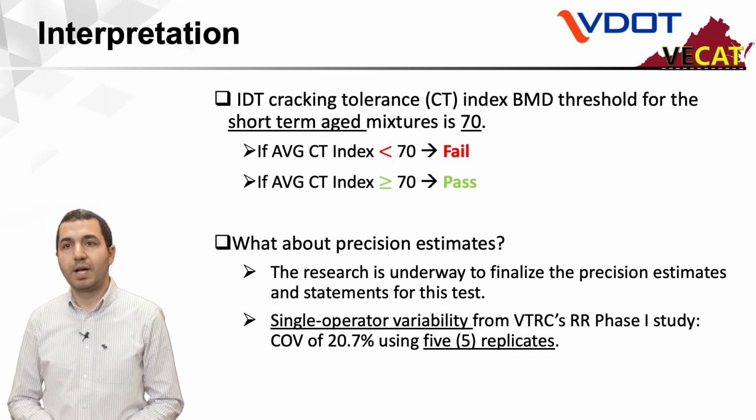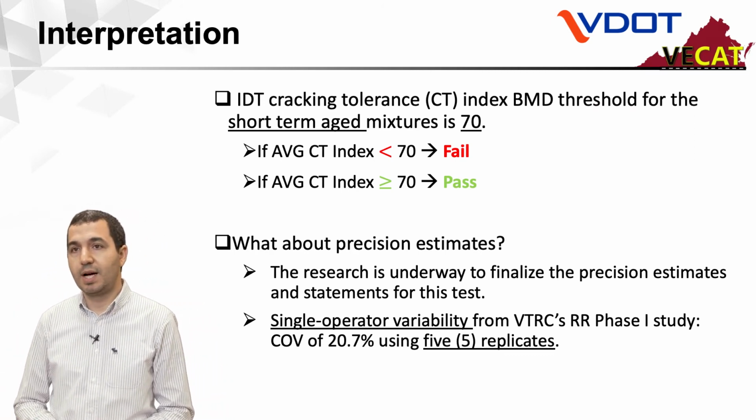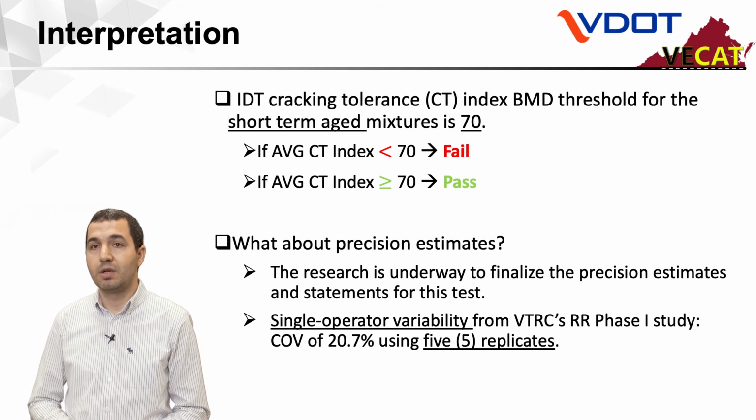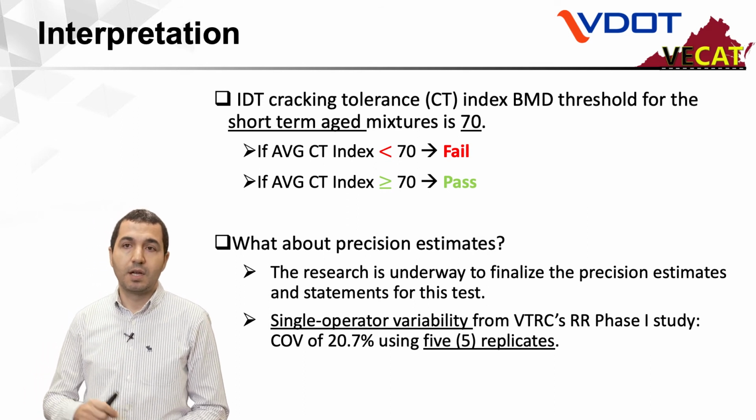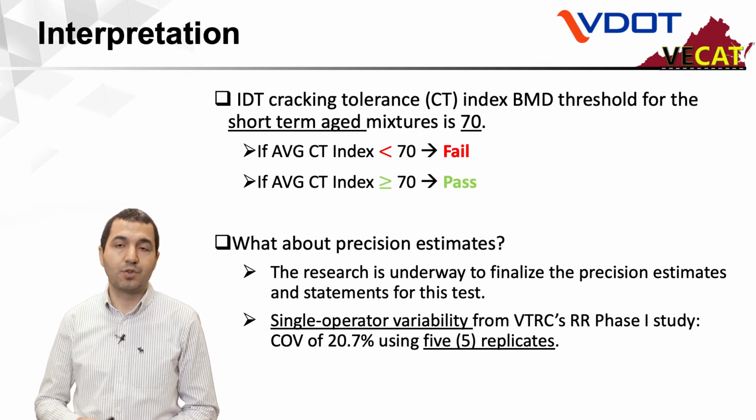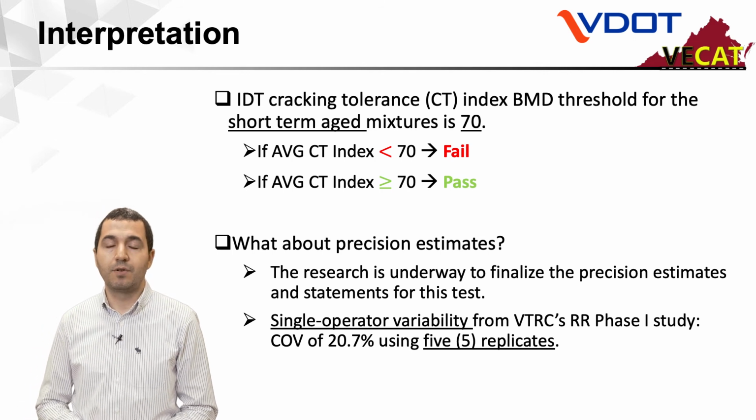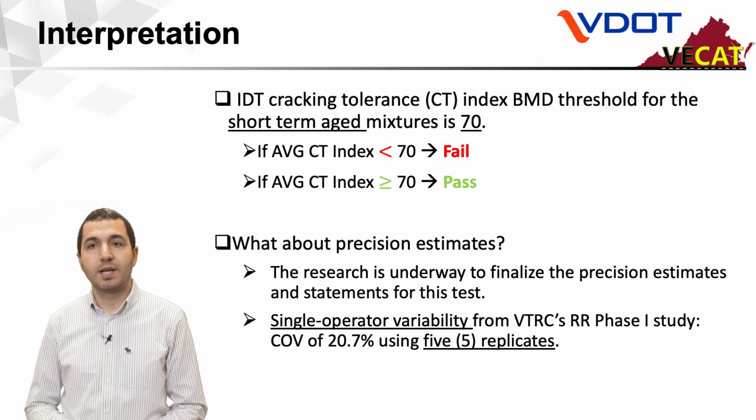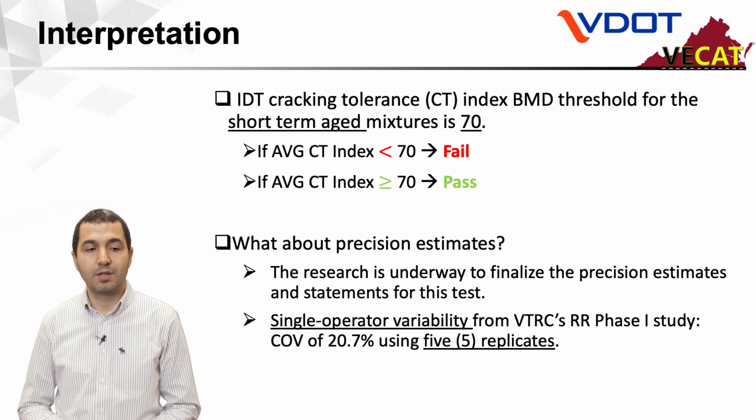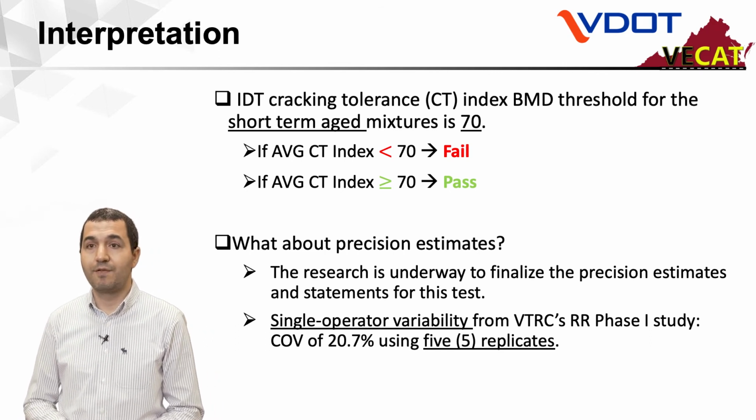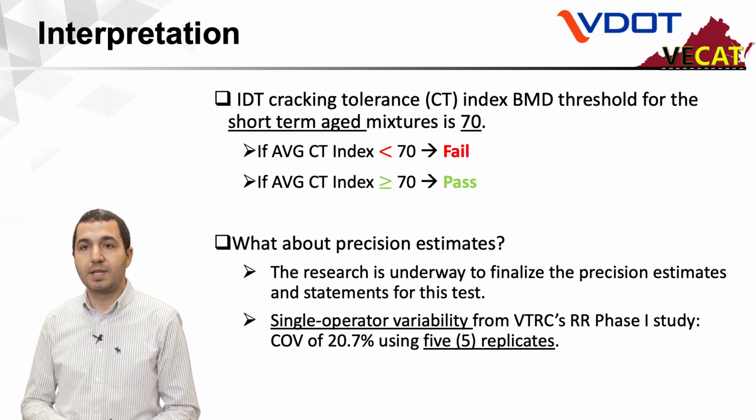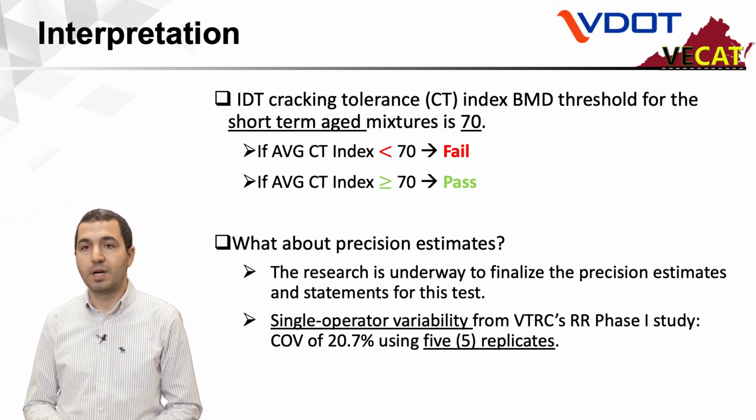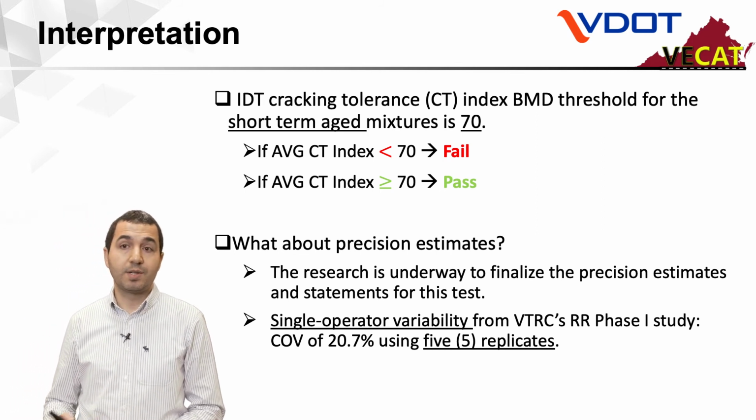And then once we determine our CT index, we are going to check this against the VDOT BMD cracking index threshold for short-term aged mixtures, and that is 70. And again, I have to emphasize that the CT index of 70 is for short-term aged mixtures for VDOT spec. If you have a CT index of less than 70, that means your mixture is crack susceptible and fails to meet VDOT spec requirement. If you have a CT index of 70 and higher, that means you have a crack resistant mixture and it passes the VDOT requirement for this test. What about precision estimates?